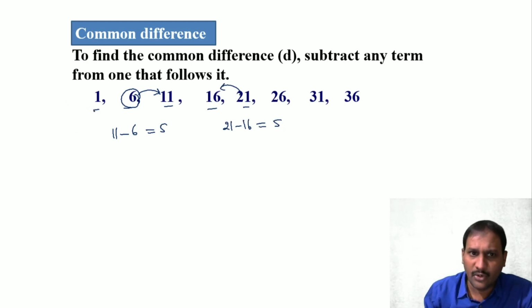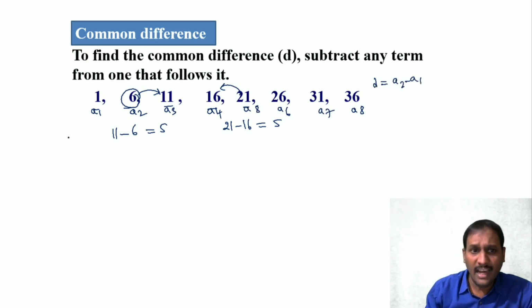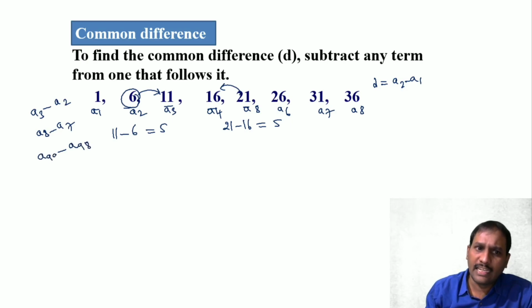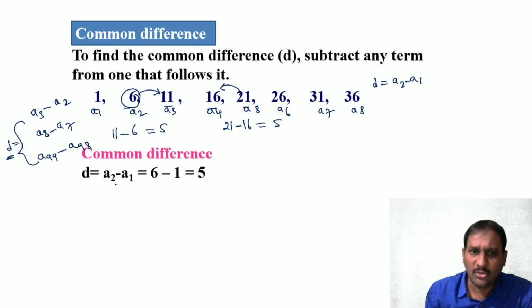So in general, if you call these the first term, second term, third term, fourth term and so on, to get the common difference you have to subtract a1 from a2, meaning d is equal to a2 minus a1. Or you can subtract a2 from a3, or a8 minus a7, or a99 minus a98. All these are equal to the common difference, that is d. So here you see, d is equal to a2 minus a1.